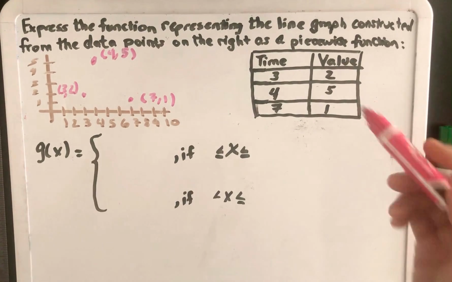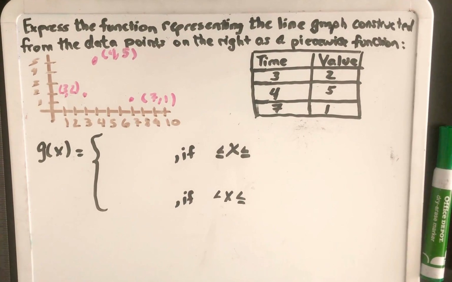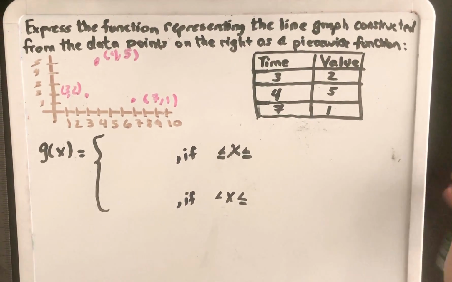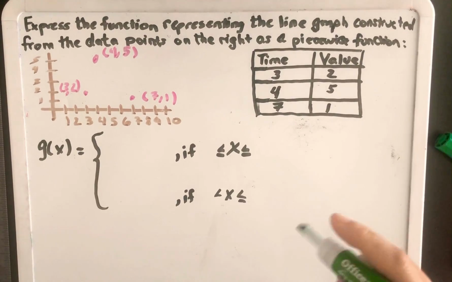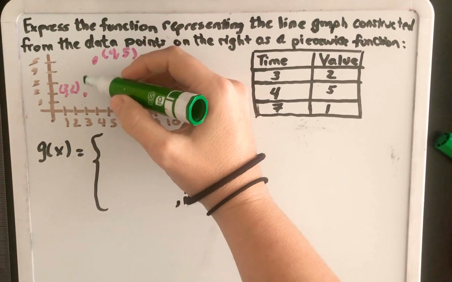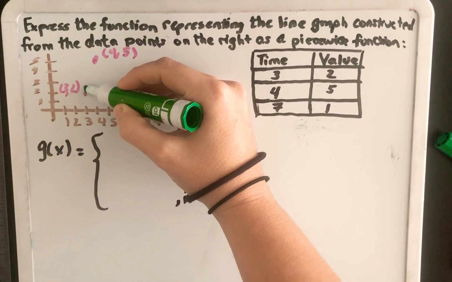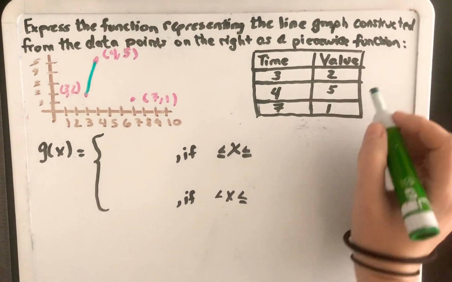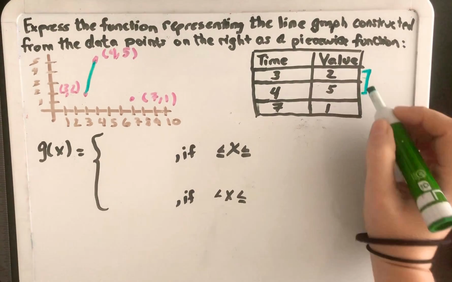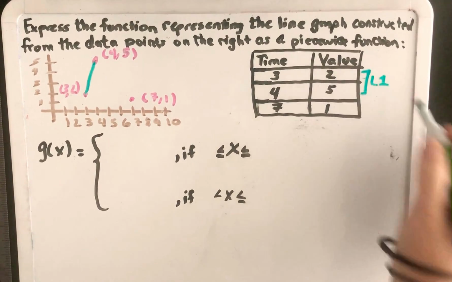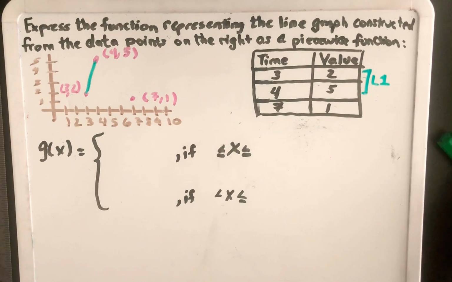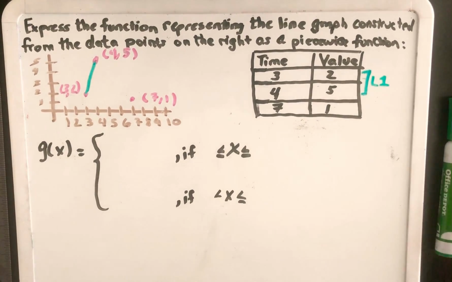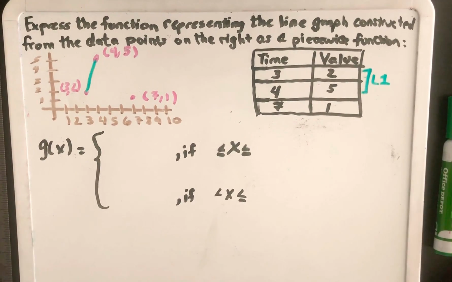Okay, and then I notice that I'm told that this is a line graph. So a line graph implies here that we connect our dots by line segments. So between (3, 2) and (4, 5), I'm going to do my best to draw a straight segment here. Not perfect. And so between (3, 2) and (4, 5), that's what we're calling line 1, right? Line 1.